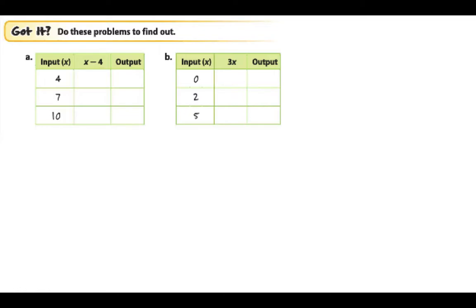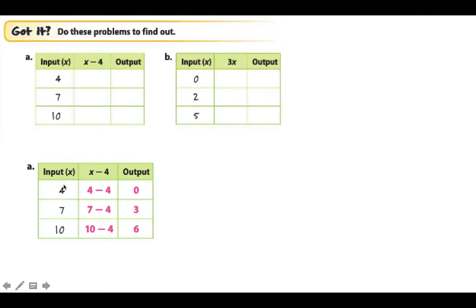Okay, let's see how you did. In A, our input values are 4, 7, and 10. Our function rule tells us that our output needs to be 4 less than the input. So we're going to replace x with 4 and subtract. 4 minus 4 gives us 0. We're going to replace x with 7, and 7 minus 4 is 3. We're replacing x with 10, and 10 minus 4 is 6. So our dependent values or our output values are 0, 3, and 6.